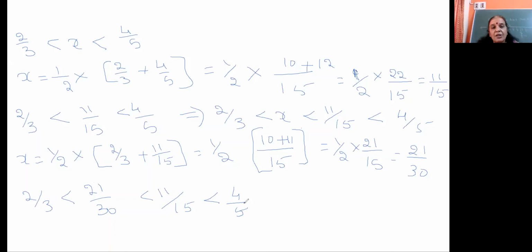This method is a very lengthy method. Only when you have to find only 2-3 rational numbers, you can use this. To find one more rational number, again take 11 by 15 and 4 by 5, write one x, add both the numbers and divide it by 2, then you will get one more rational number. But to find 10 rational numbers, 5 rational numbers and all, if you use the previous method, it will be easier.